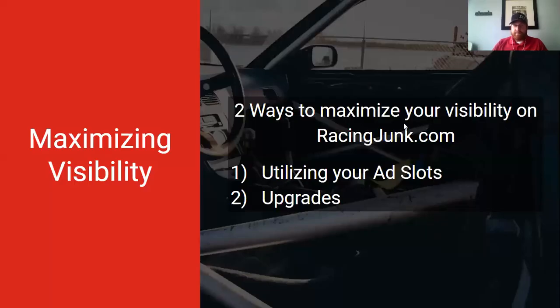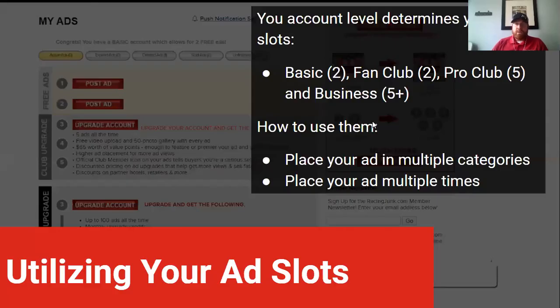So there's 2 ways to do it to maximize your ad on RacingJunk.com. The first of which is utilizing your ad slots, and the second of which is using upgrades, which we kind of already talked about. So utilizing your ad slots. So your account level will determine your ad slots. Basic members get 2, fan club members get 2, pro club members get 5, and businesses get 5+. There's some huge dealer accounts that people have.